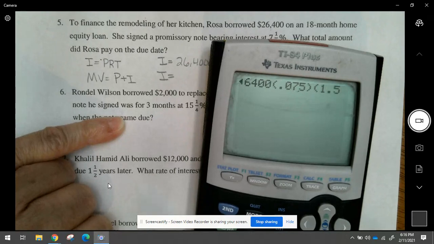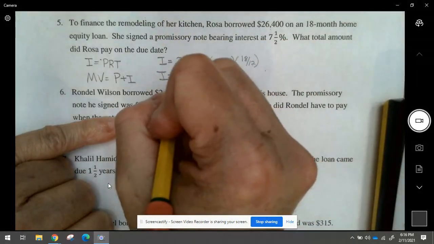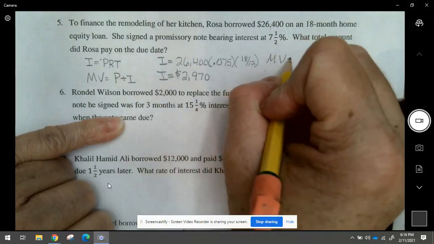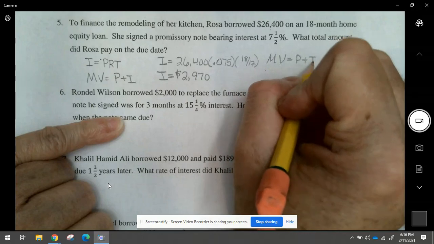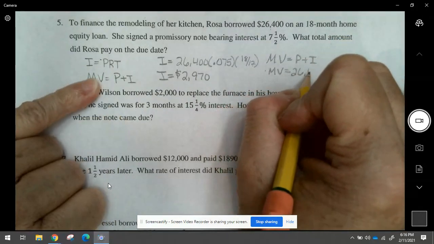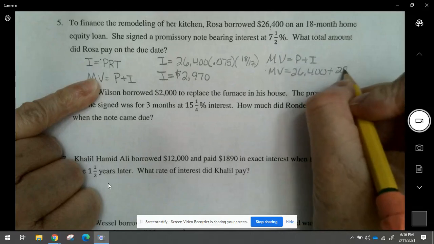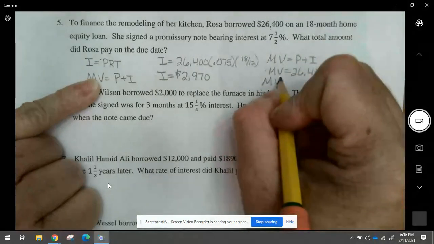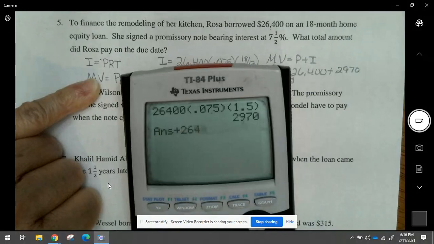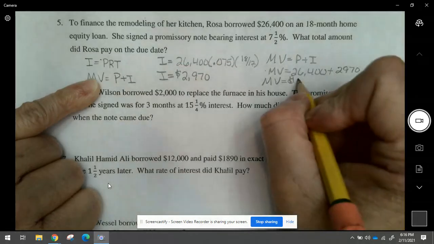And I'm just going to go ahead and use the 1.5. 2,970. And let's do the maturity value. Remember, it's P plus I, principal plus interest. So 26,400 plus that 2,970. $29,370.